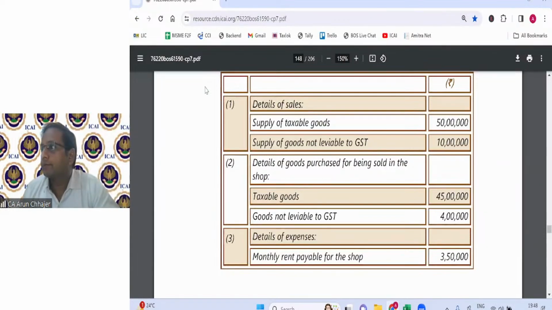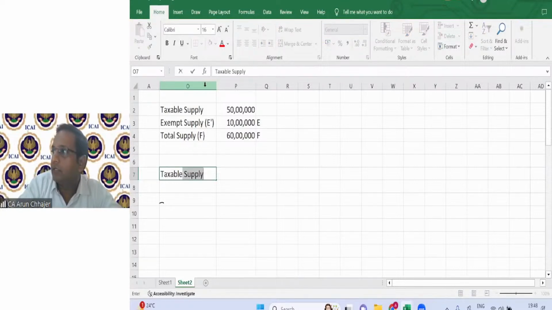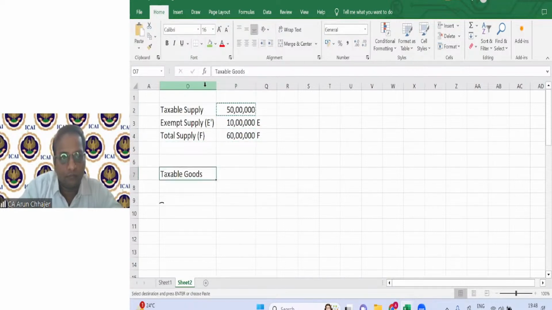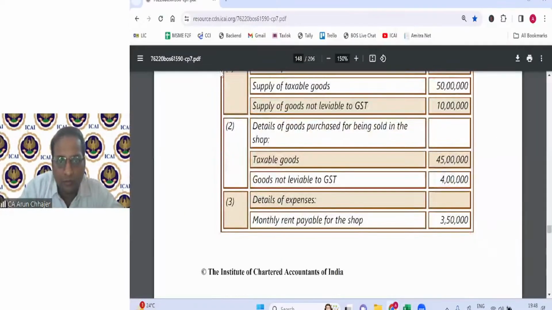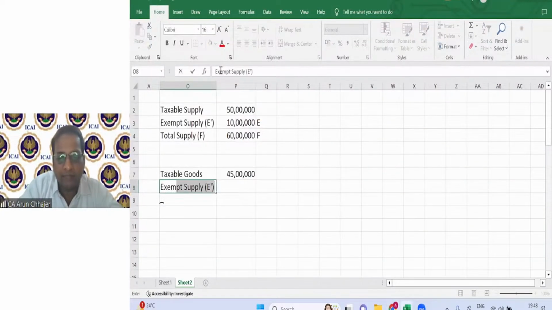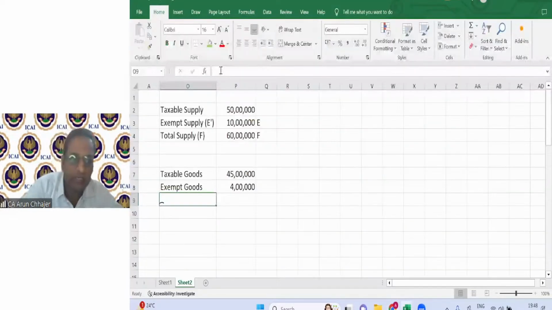Details of the goods purchased for being sold in the shop. Taxable goods 45. Taxable goods is 45 lakh. Okay. And goods not leviable to tax, so exempted goods, it is 4 lakh. But do we need to pay the GST on the 4 lakh? Answer is no, because it is exempted. Okay.